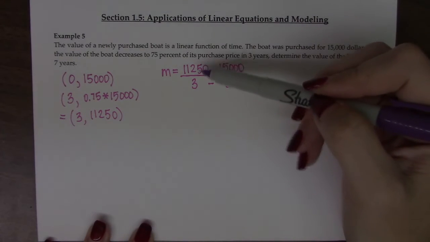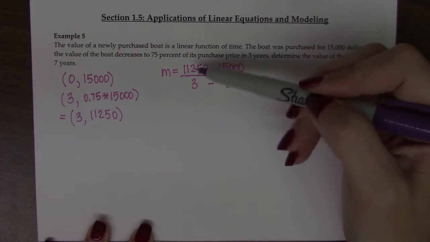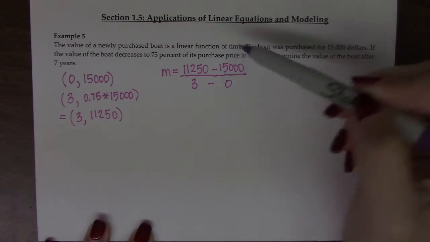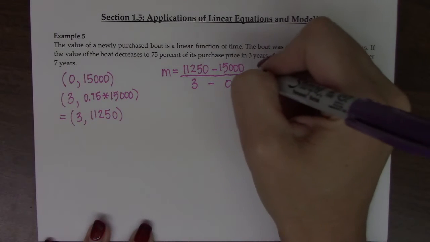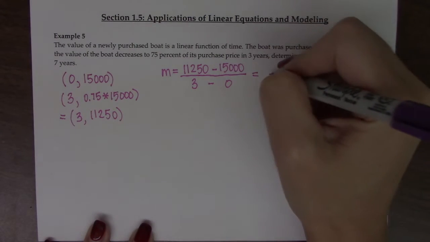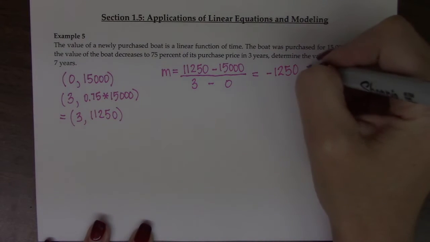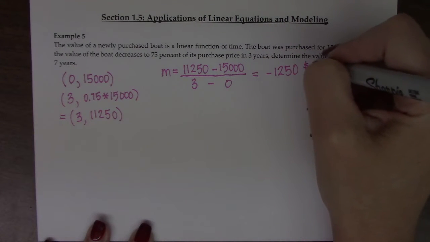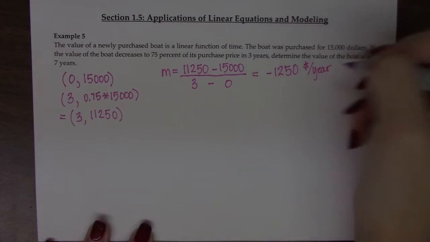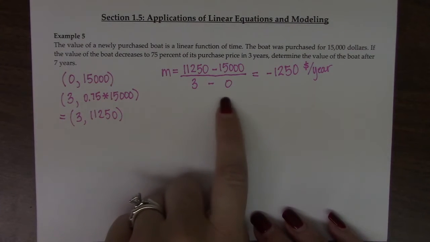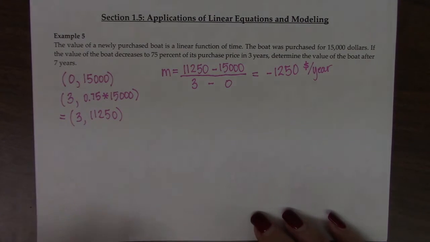Once again, notice how my y and x value here come from the same point, and my x and y value here come from the same point. When we divide this out, we get negative $1,250 per year. It makes sense to have a negative slope because the boat is decreasing in value. The units on top were dollars, and the time on the bottom was years.